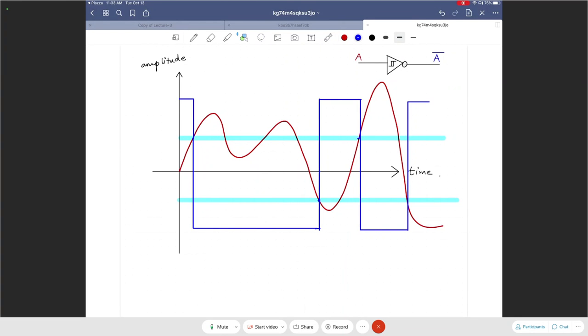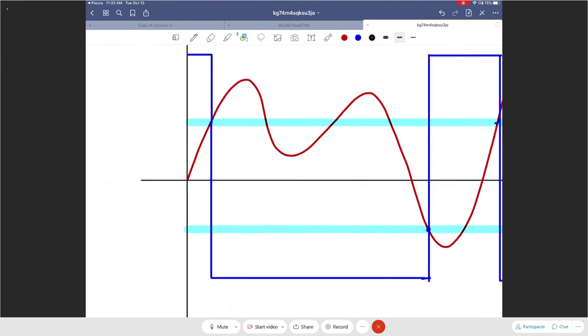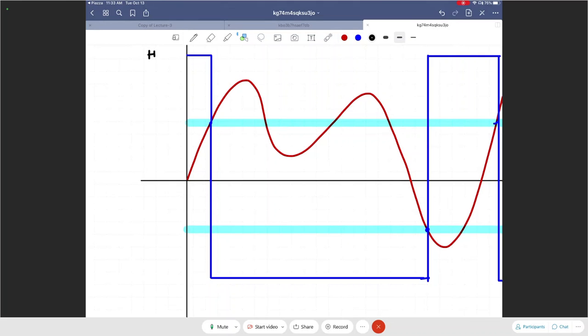Let me identify these points. This is the high level here. This is the low level there. This is the upper threshold level, and then the lower threshold level.